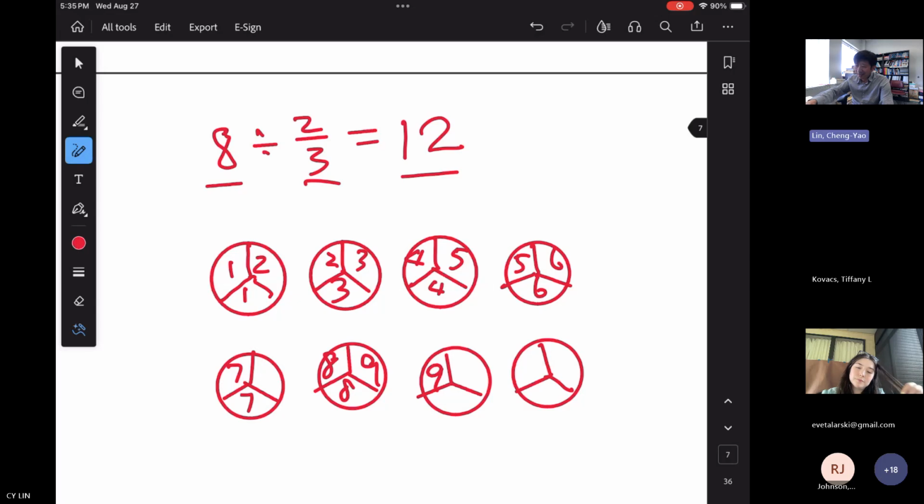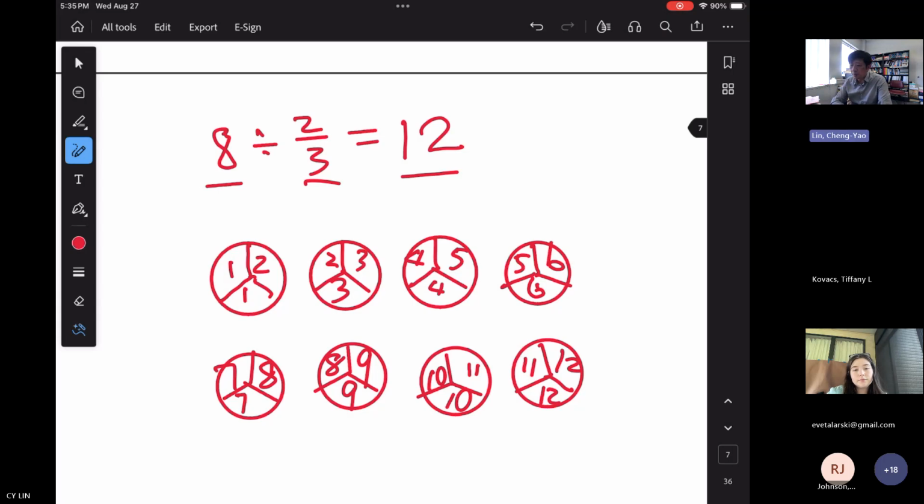You missed a third on pizza number 5. Oh, did I miss something? Okay, 5. 1, 2, 3, 4, 5, 6, 7, 8, 9, 10, 11. Oh, 12. Did you see 12? So I can share with 12 people, right?